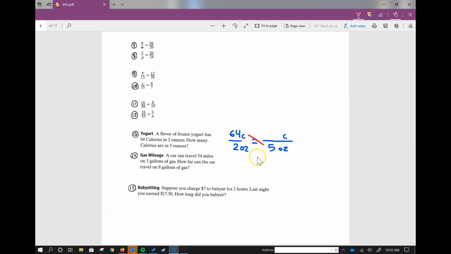64 multiplied by 5, because that's our diagonal, is 320. Divide by the number we haven't used yet, which is 2. And I know this off the top of my head. 320 divided by 2 is 160. So there are 160 calories in 5 ounces of yogurt. So there's number 13 done for you.